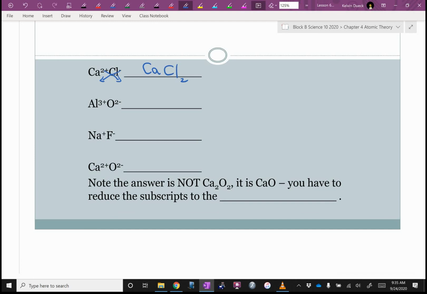We already did aluminum oxide. What about NaF? Oh, it's just NaF. That's why the alkalines bond so nicely with the halogens.